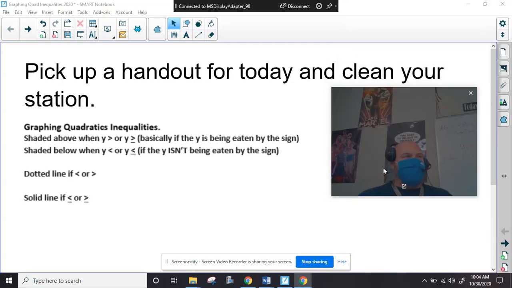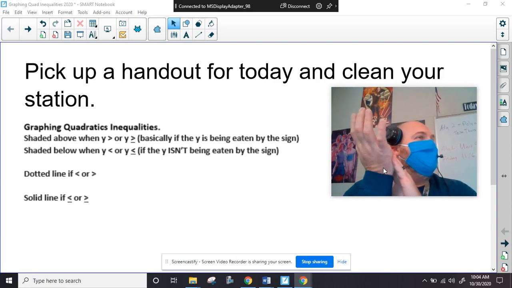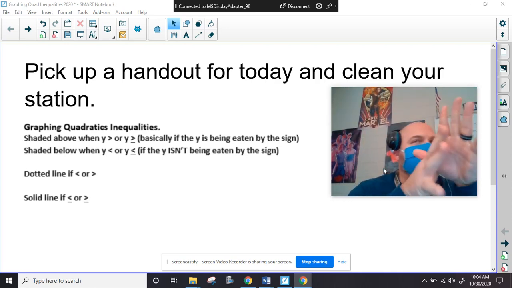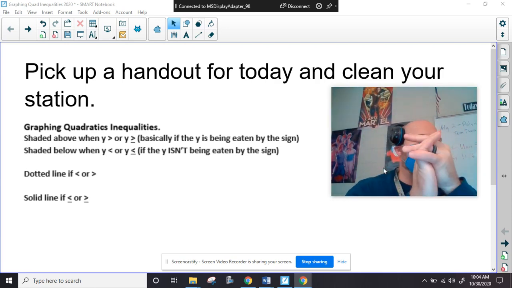So today's stuff, basically, if you know how to do yesterday's stuff and you know how to graph a linear inequality, you know how to do this stuff.